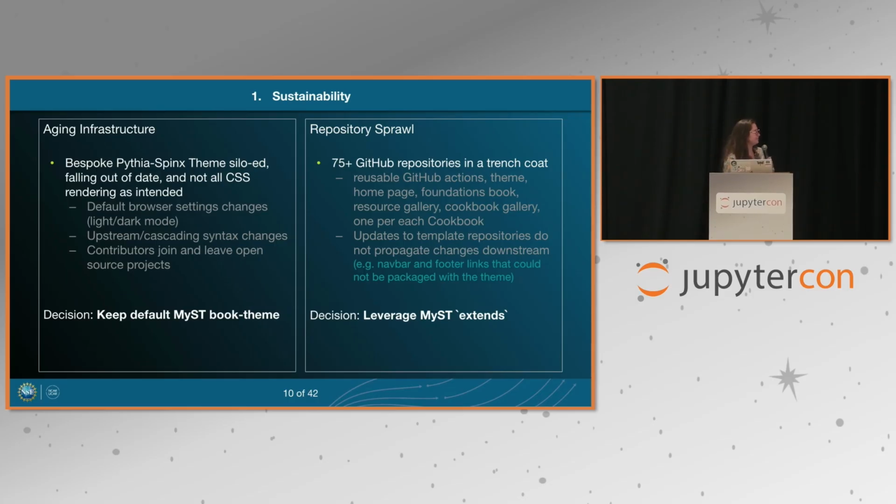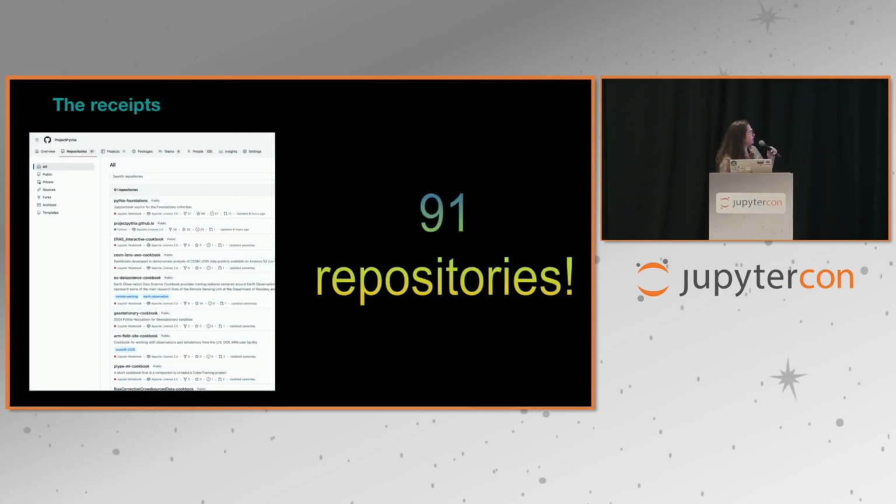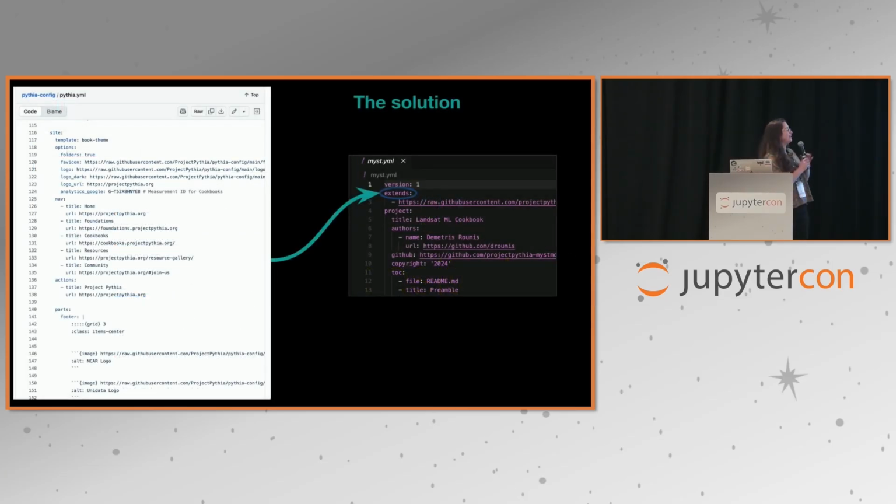And MyST promised this great feature called MyST Extends, which is working swimmingly. So here's proof. Now we have 91 repositories. I just didn't want you to think I was lying. And here is an example of using MyST Extend. So in one place, we have our MyST configuration files, and then all of the other cookbooks can just point to it. And so I'm able to update things much more quickly if we need to.